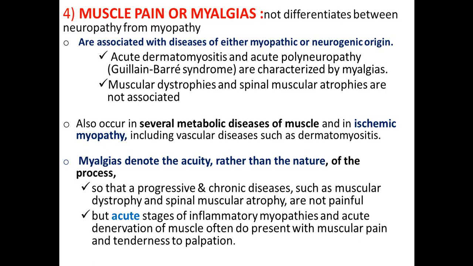Myalgia indicates acuity. It is not indicative of the nature of the disease, whether it is chronic or progressive. For example, we have progressive chronic diseases like muscular dystrophy and spinal muscular atrophy. They are not painful, there is no myalgia. But in the acute stage of inflammatory myopathy and acute denervation of the muscle, they often present with muscular pain and tenderness to palpation.